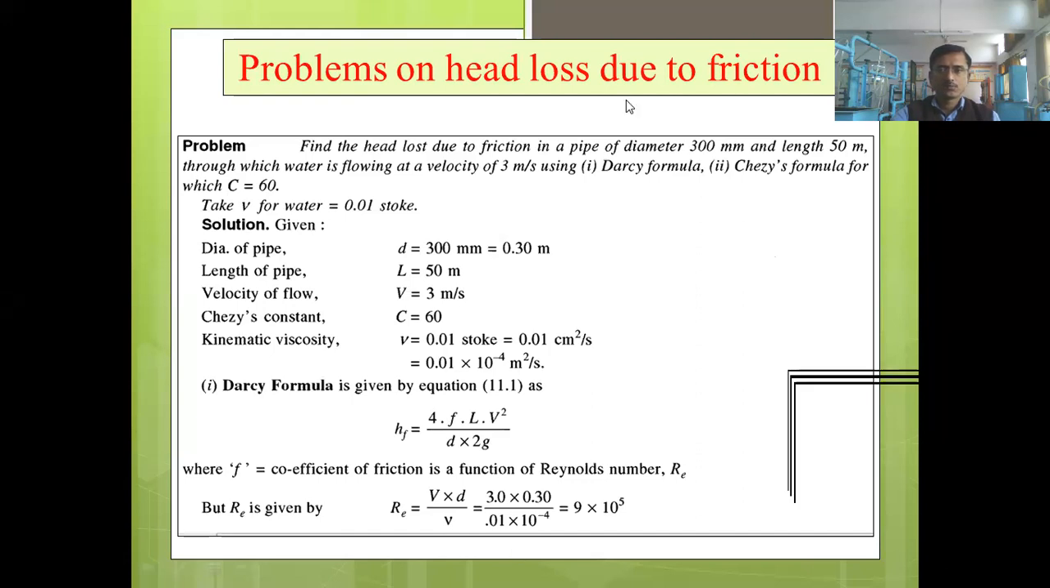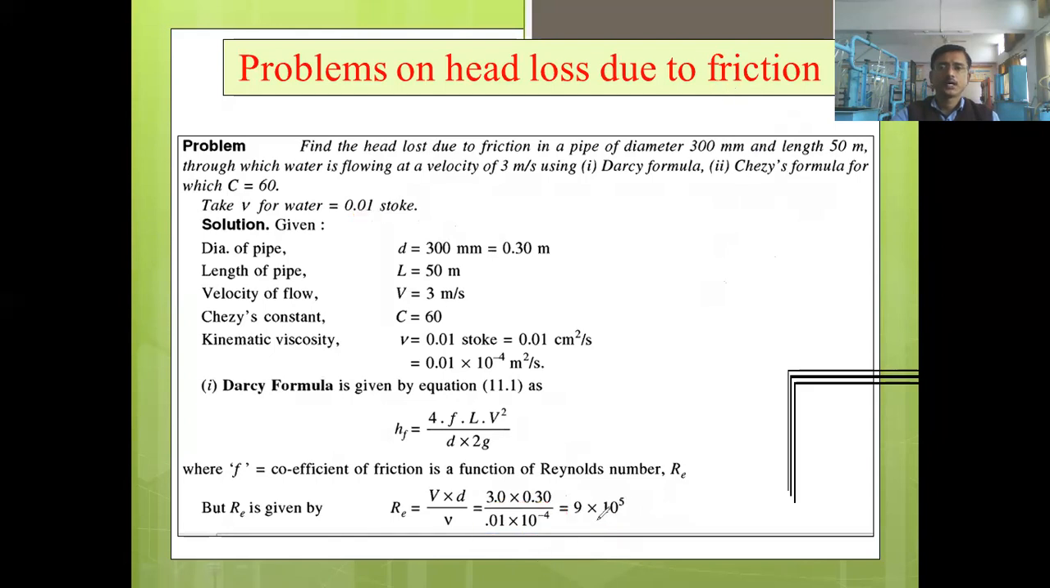RE is equal to VD upon mu. 0.01 आहे ना. हाच प्रॉब्लेम सोडतोय आपण. 0.01 या ठिकाणी टाकून द्या 10 to the power minus 4. You will get R is equal to 9 into 10 to the power 5.